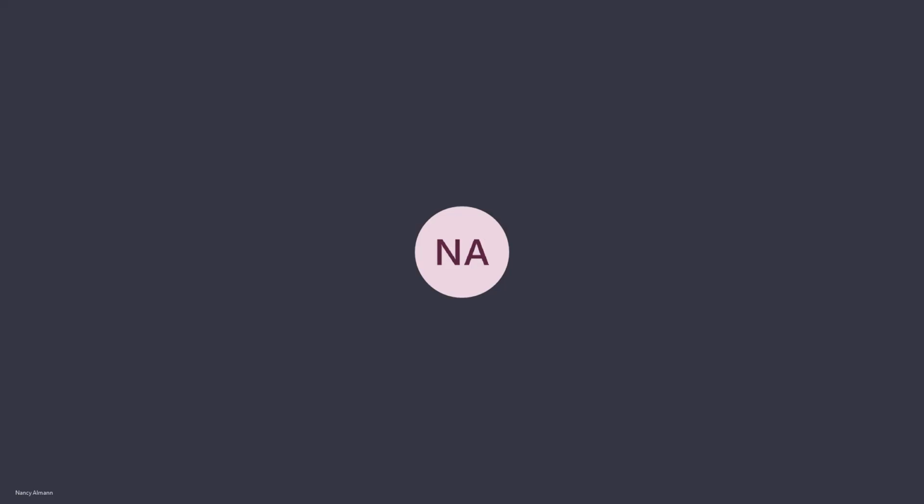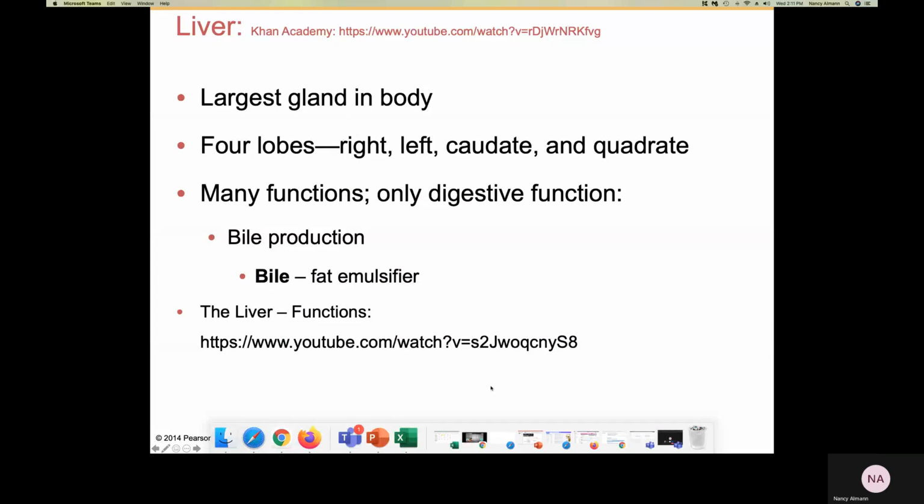The liver has a deceptively simple digestive function, although it is so important to us as organisms. It is the largest internal gland in the body. It's divided into 4 lobes. The only digestive function it has is the production of bile, and we need bile because it emulsifies fats.